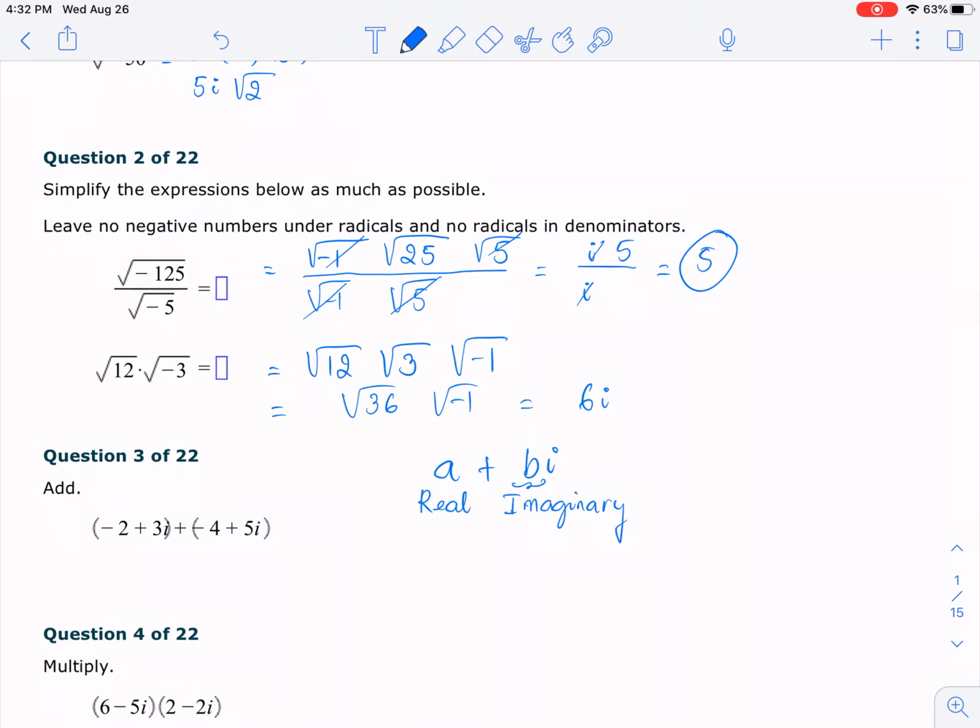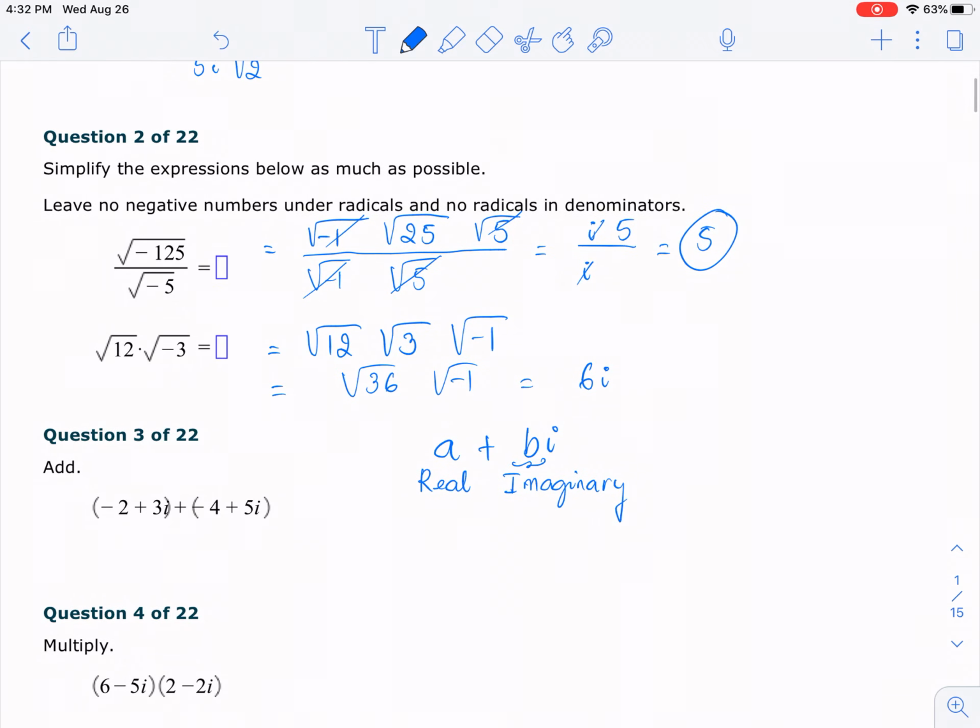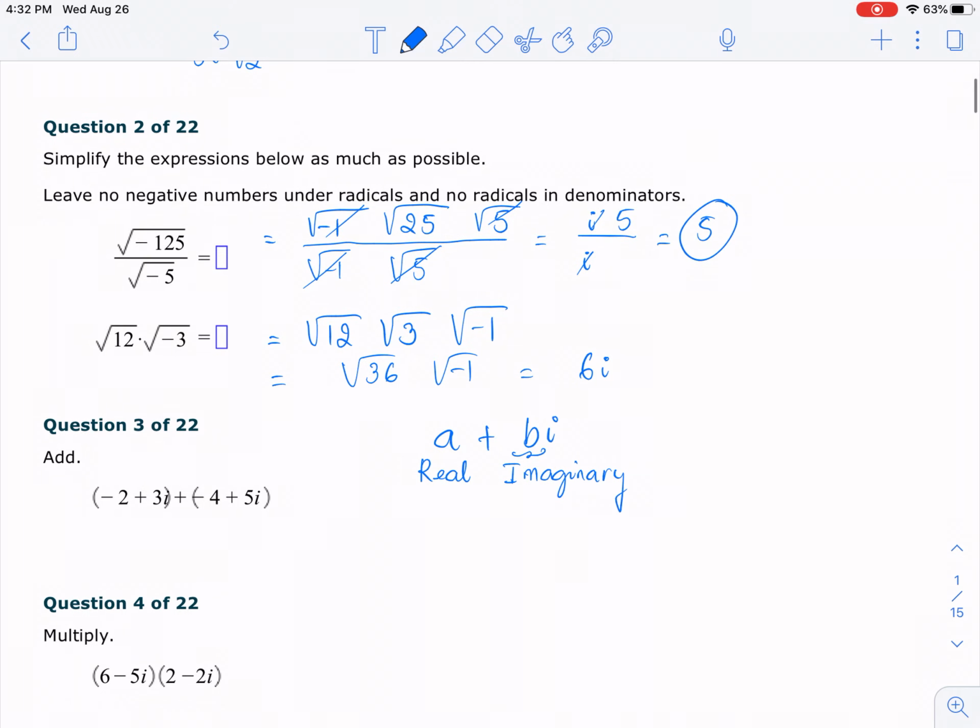So for addition and subtraction, you pretty much just add the real parts together or subtract the real parts, and then you add the imaginary parts together. So for this one, the real parts are -2 and -4, which is -6. For the imaginary parts, we have 3 and 5. So we ended up with -6 + 8i.